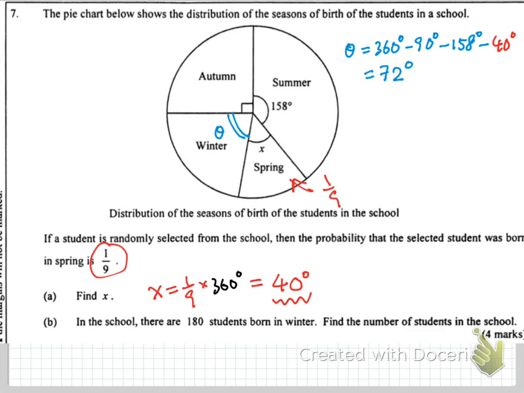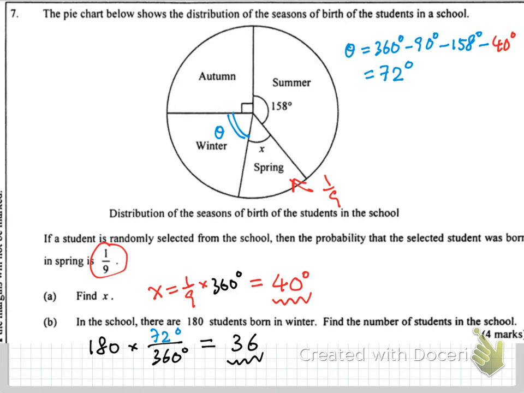So the number of students corresponding to that sector will be the total number, 180, multiplied by 72, divided by the total circle, 360 degrees. And this answer comes to 36, if I'm not mistaken.